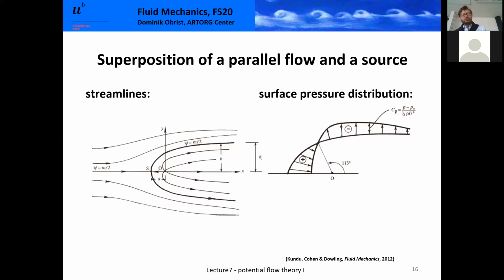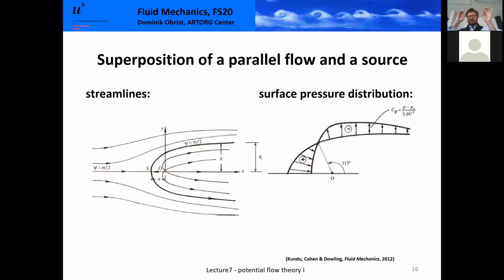Now, what you could do is add a bit further downstream a sink, so that all streamlines that come out of the source here at the origin will eventually, further downstream, disappear into the sink again. This will have the effect that this thick streamline, which we consider to be the surface of the body, is a closed streamline. It will close and we will have a closed object.